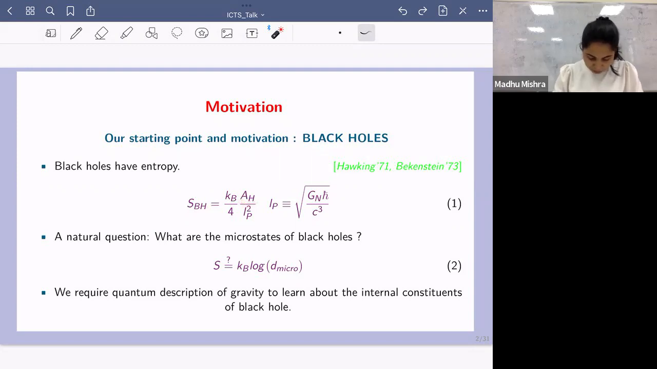It also encapsulates a profound idea that just like the air around us, a black hole too is made up of a set of microscopic systems, which raises the natural question about the statistical origin of black hole entropy. So the question is, can we write black hole entropy in terms of its microstates? If yes, what are these microstates? And to answer these questions, we need a quantum theory of gravity.